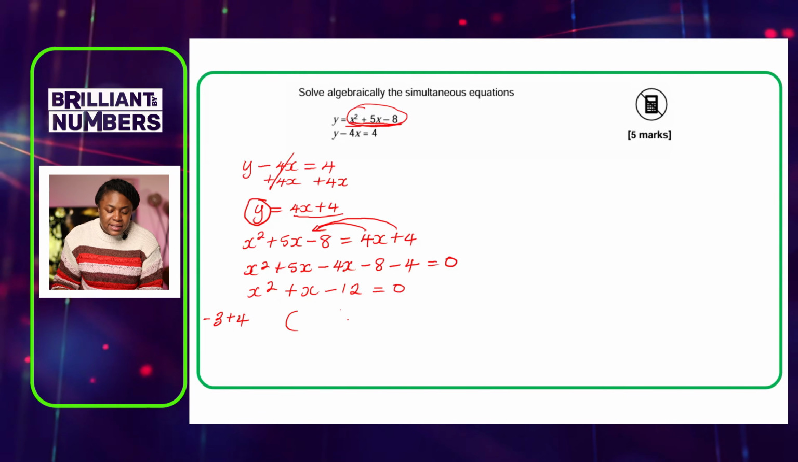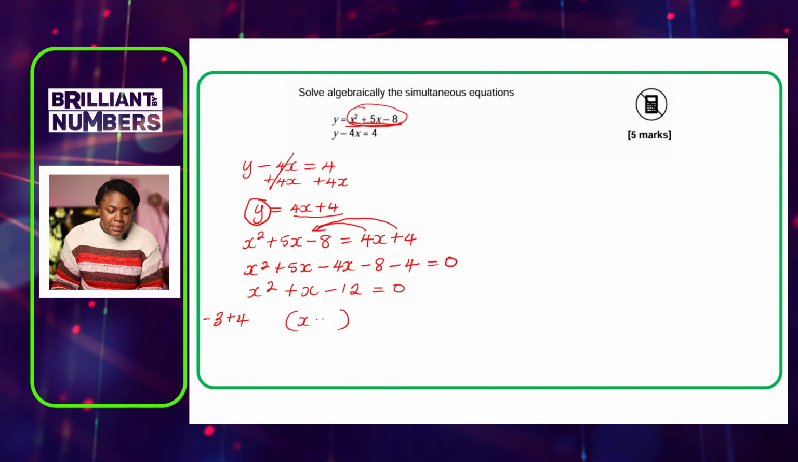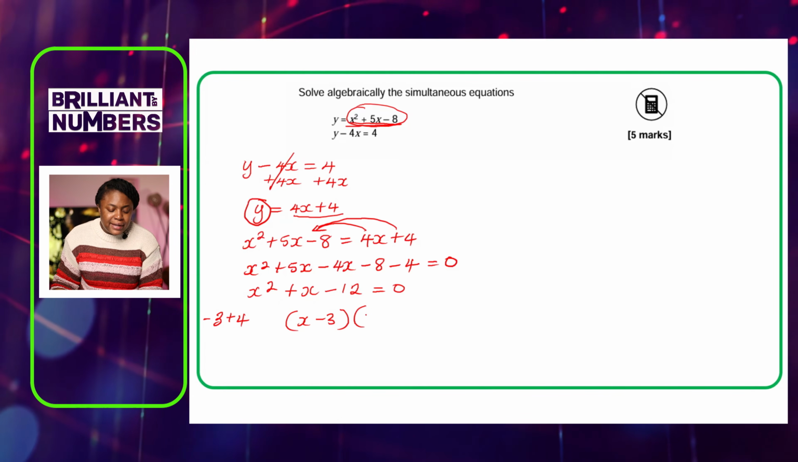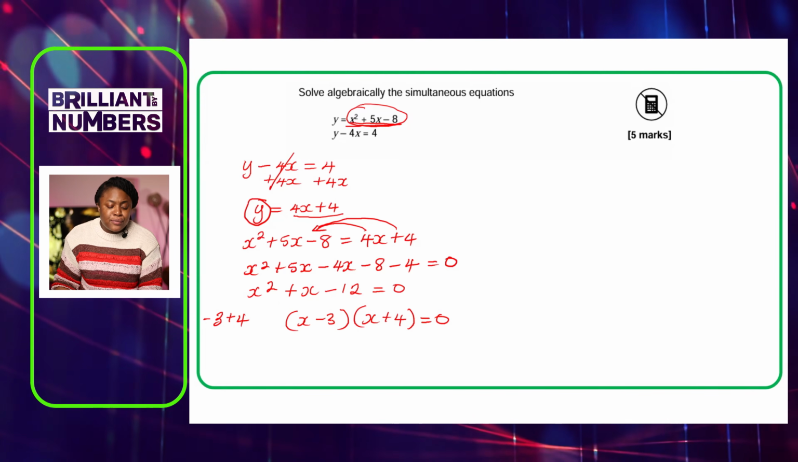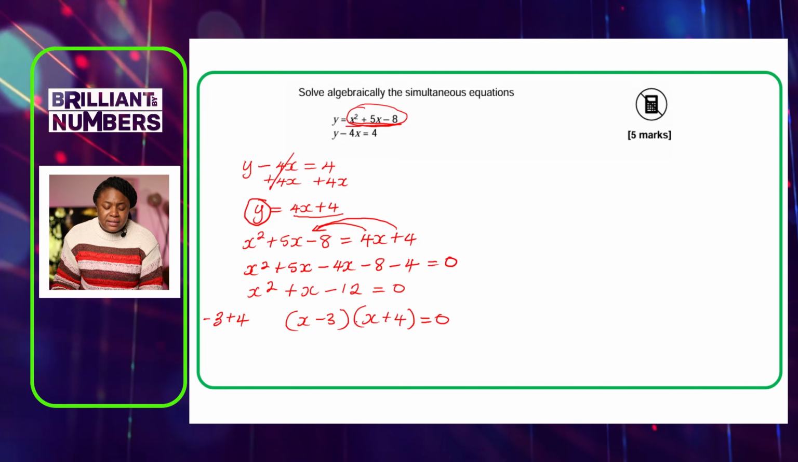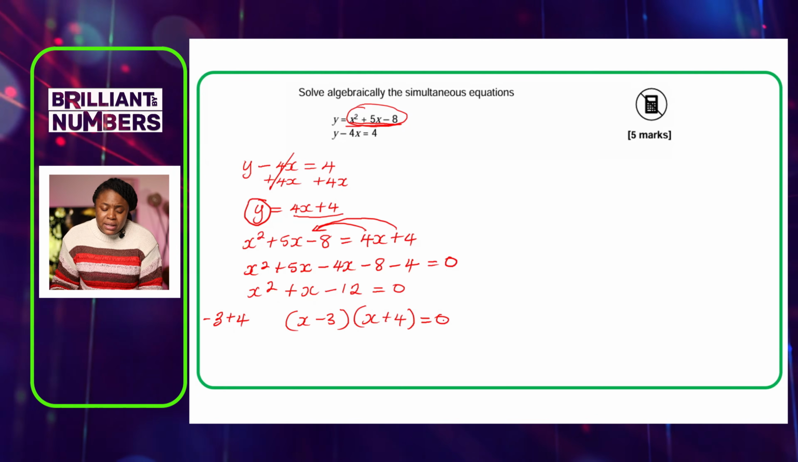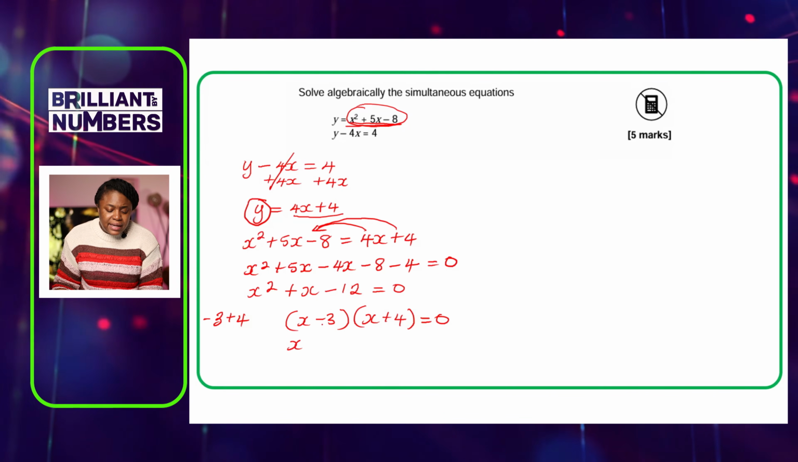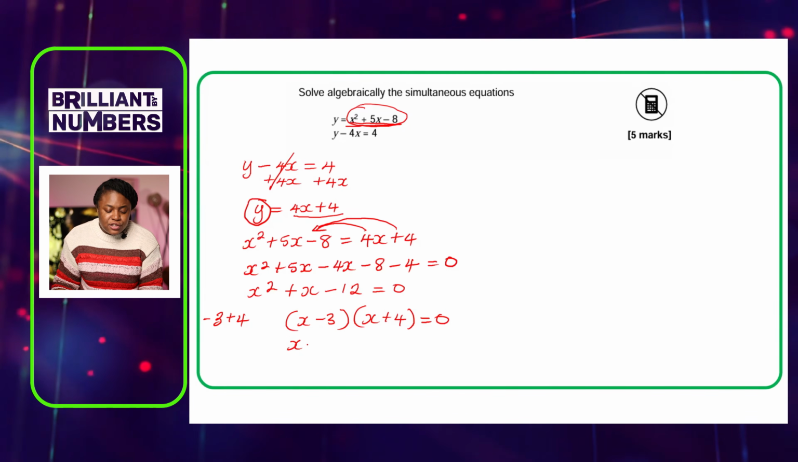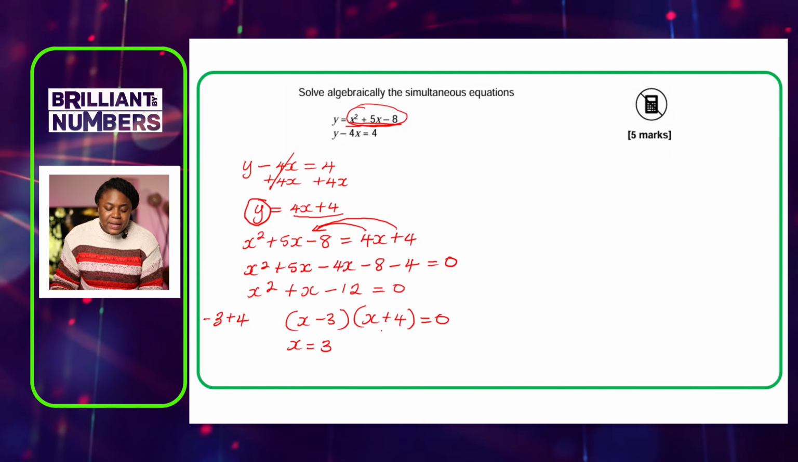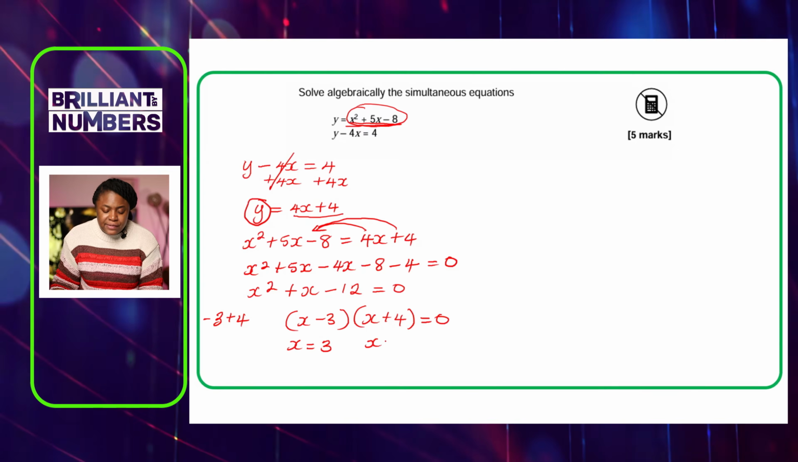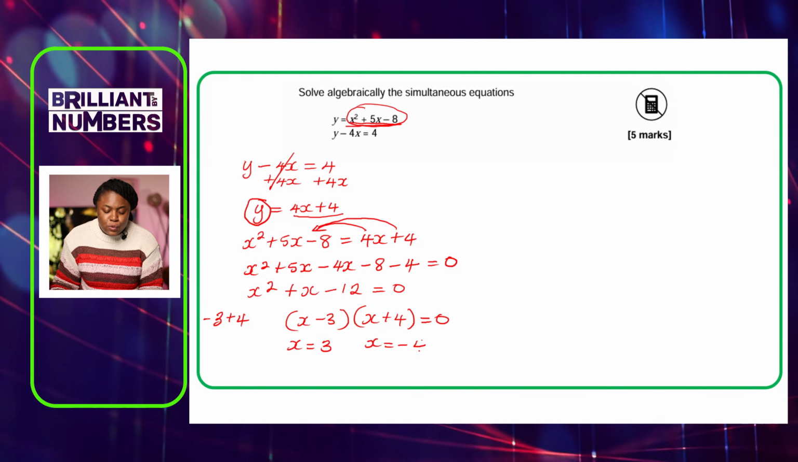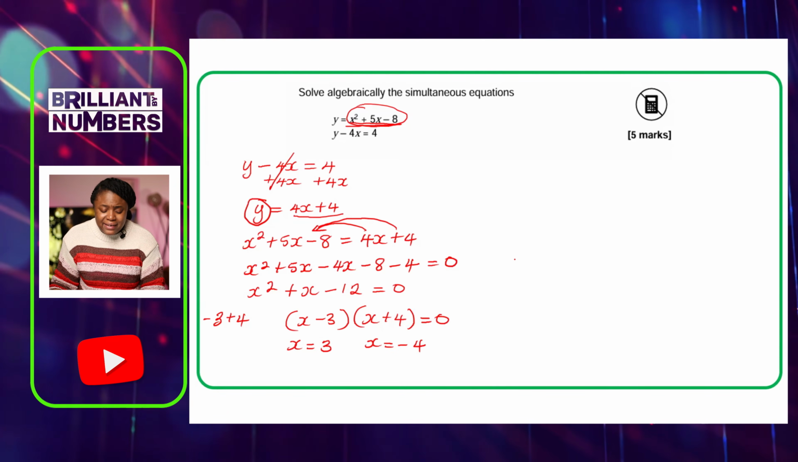So our two brackets then will be x minus 3, and the other bracket will be x plus 4, and that's equal to 0. We know when we've got our brackets in this form, one of them will be equal to 0, so x in this case will be the opposite of minus 3, which is positive 3, and for the other bracket, x will be the opposite of positive 4, which is minus 4. Those are our two values of x.